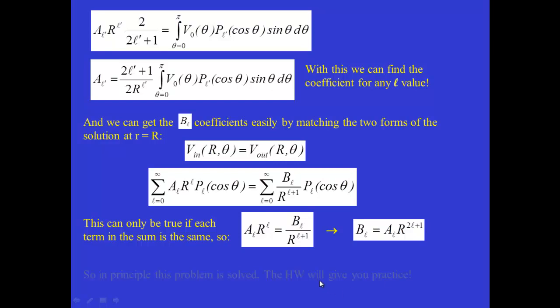All right, big picture then. We've solved the problem. Why have we solved the problem? We know the general form of the solution. The only undetermined constants in the solution were the A sub L and the B sub L terms, and now we know how to find them. The equation up here gives me the A sub L's, and then the last equation gives me the relationship between the B sub L's and the A sub L's. So if I find the A sub L's, I automatically get the B sub L's from this last equation.